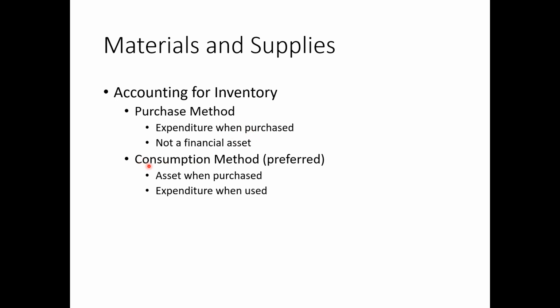The next is the consumption method, which is preferred. This is consistent with financial accounting. We record our supplies or inventories as an asset when purchased. Then when we use them, we book an expenditure. This is preferred.